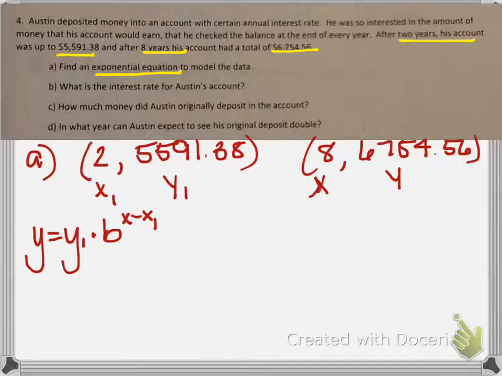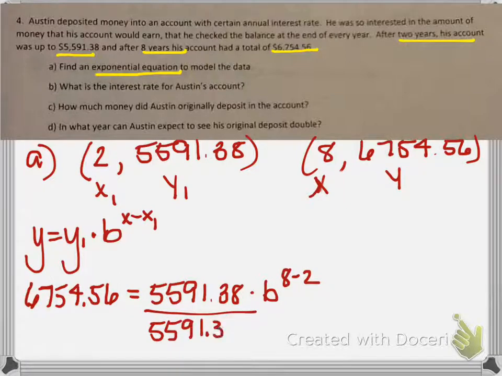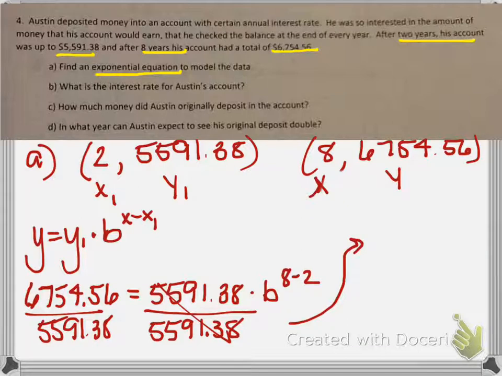So we plug in what we have here. So 6,754.56 equals 5,591.38 times b is what I'm looking for, and then I have 8 minus 2. So we divide both sides here by the 5,591.38. Okay, that cancels. Let's bring this up over this way a little bit. So this becomes 1.20803 equals b to the 6th power.